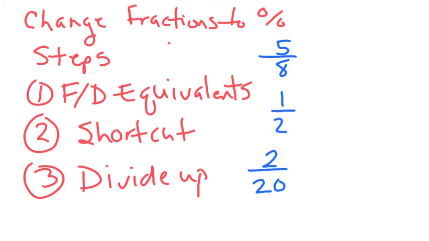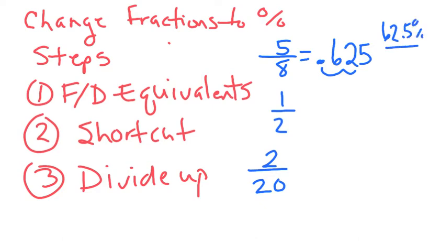Okay, 5/8. Oh, there's a fraction decimal equivalent. If you memorized your fraction decimal equivalents like I asked you to, or if you can find your fraction decimal equivalent sheet, you'll find out that that is 0.625. So, we have a decimal. How do we change a decimal to a percent? 2 to the right. So that's 62.5%. That's your final answer.